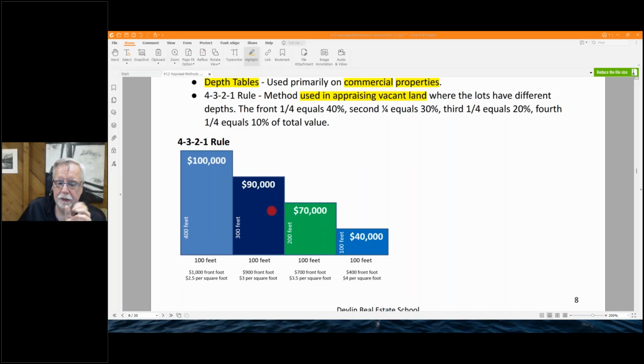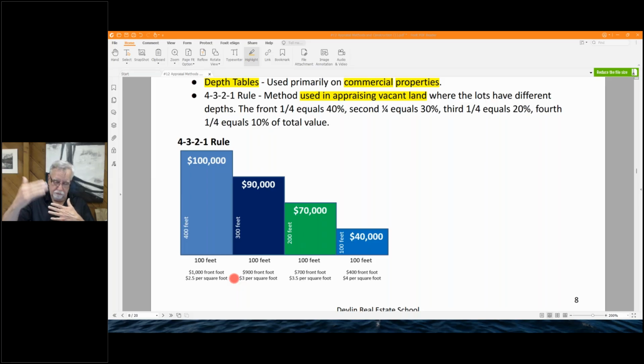The next lot is 1/4 less in size, 3/4. It's got, again, 100 feet across the front, 300 feet deep, and it's worth $90,000. So it's only worth $900 a front foot. Notice the front foot value went down. Why? Because there's less behind each front foot. But the square foot value went up. And that's because land becomes less valuable as you go deeper, right?